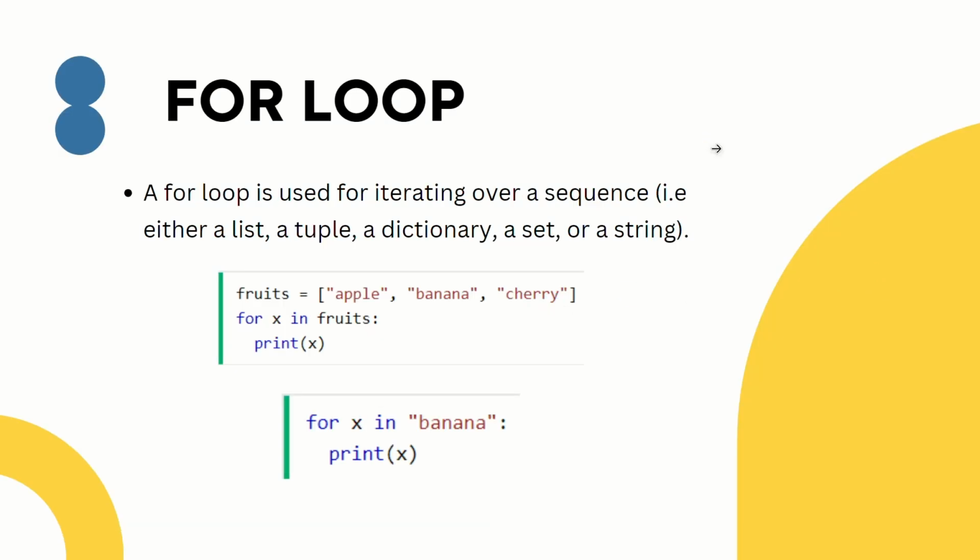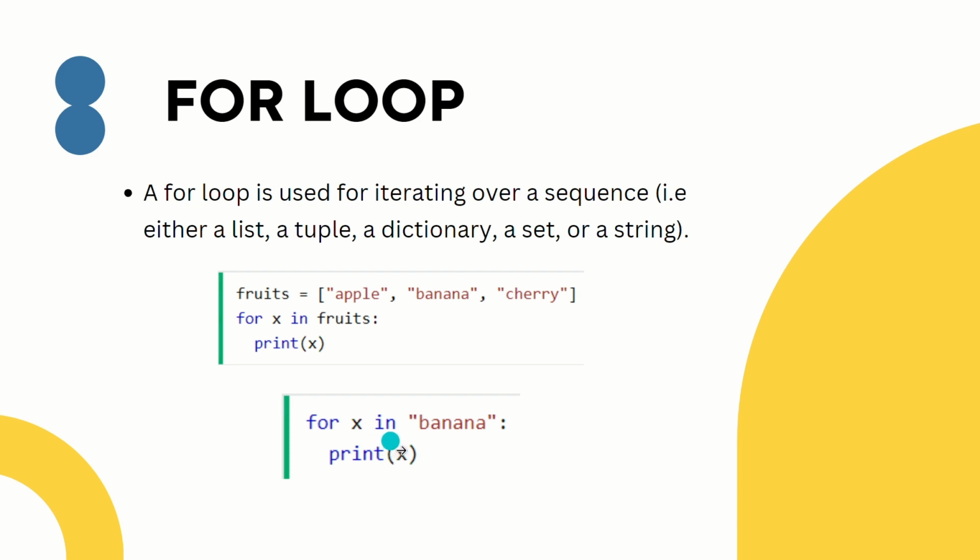The for loop. A for loop is used for iterating over a sequence, that is either a list, a tuple, a dictionary, a set, or a string. So if you have a list like this, you can just write for x in fruits and then you can print x. So it will individually print all the items in this list.